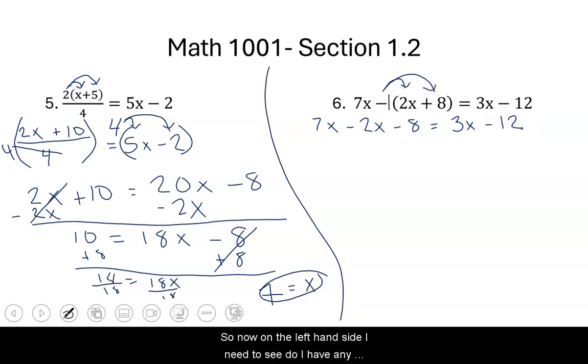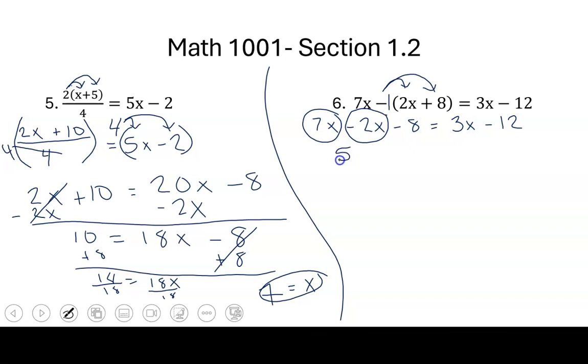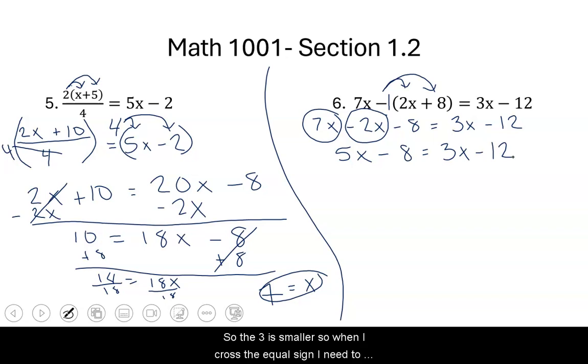So now on the left-hand side, I need to see, do I have any like terms? Yes, I do. We're not crossing the equal, so hold the signs. So 7 minus 2 is positive 5. Bring down the x and bring everything else down. So now we need to get our x's on one side and our numbers on the other. So I have a 5x and a 3x. So the 3 is smaller. So when I cross the equal sign, I need to do opposite. So I'm going to subtract 3x on both sides.